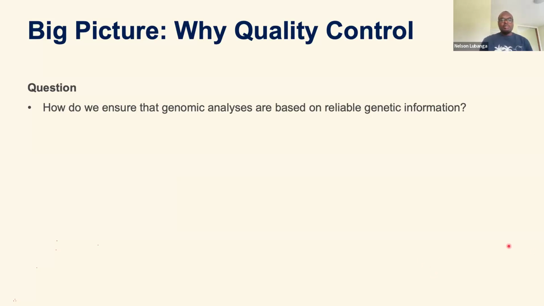The big picture is that everything we do today rests on a single idea: reliable analysis starts with reliable data. What you put into the model is what you get. If you put in poor quality data, you get poor quality results. Every genomic result you will ever produce, whether it's GWAS or genomic prediction, depends on the data that you put into the model.